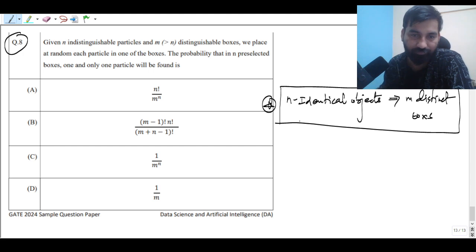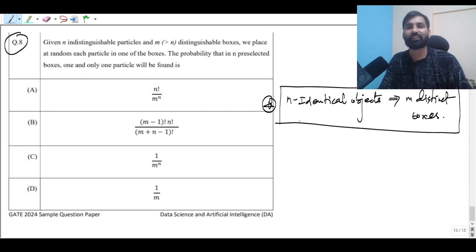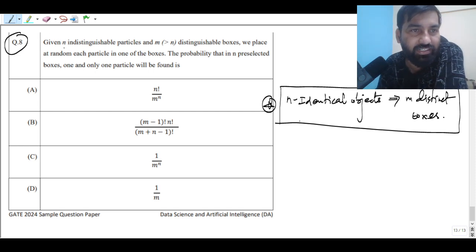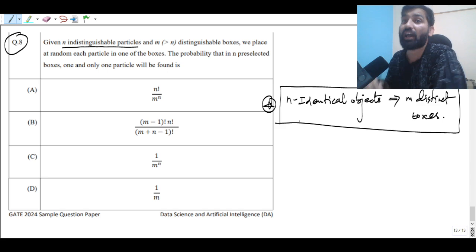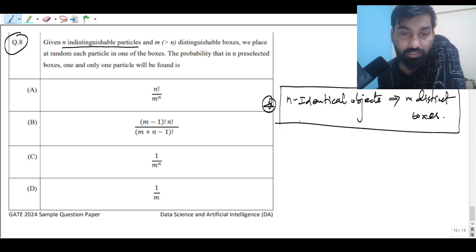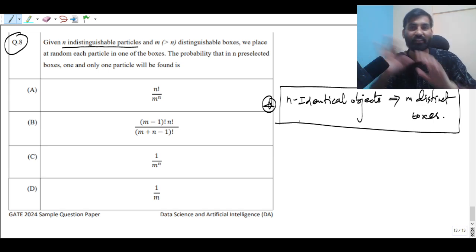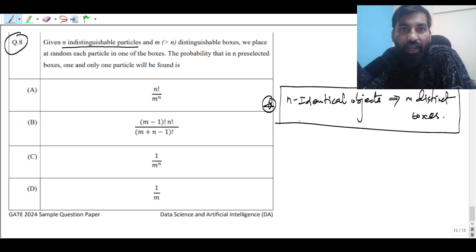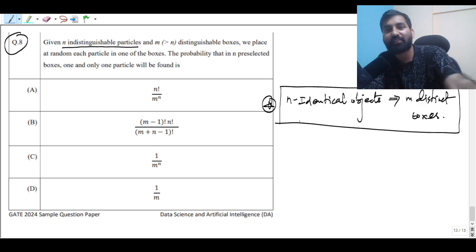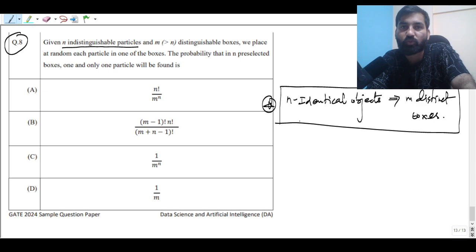That is not the question, this will be the total number of cases. What they are asking is, let us go through the question. Given n indistinguishable particles, it means n identical objects. You cannot differentiate them, so all particles are the same, identical objects. And m, where m is greater than n. Distinguishable boxes means distinct boxes, you are able to differentiate, there are m different boxes.